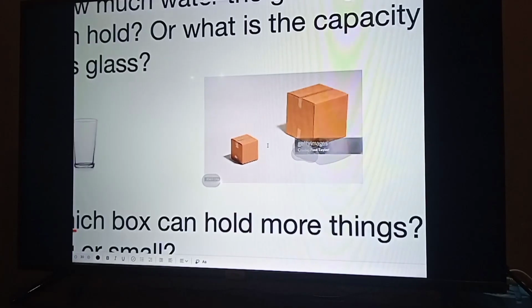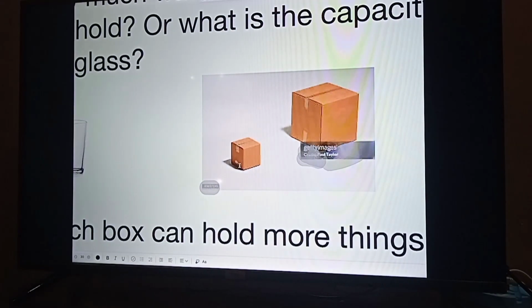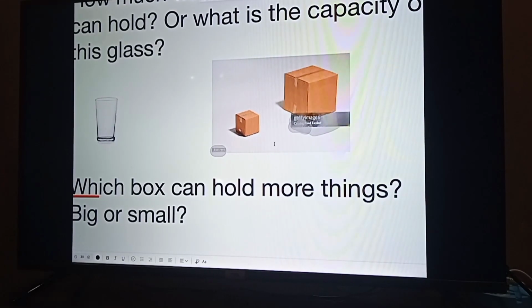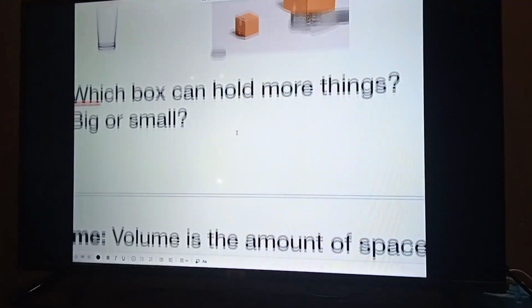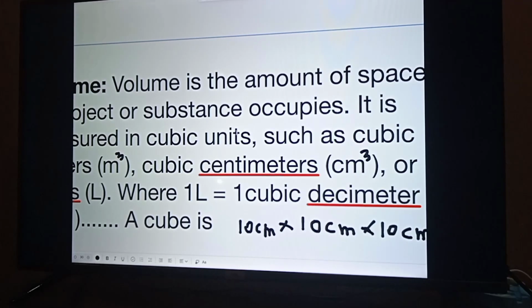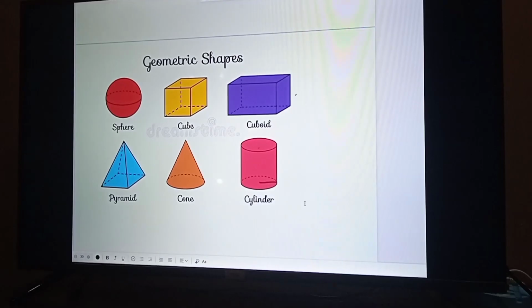Similarly, there are two boxes, big box and small box. So, which box can hold more things, big one or smaller one? Therefore, volume is the amount of space an object or substance occupies. Volume is about 3D shapes. Today we will learn how to calculate the volume of common 3D objects we use in daily life.